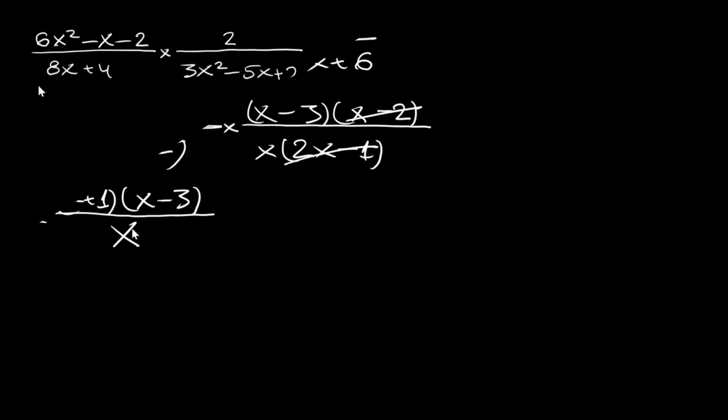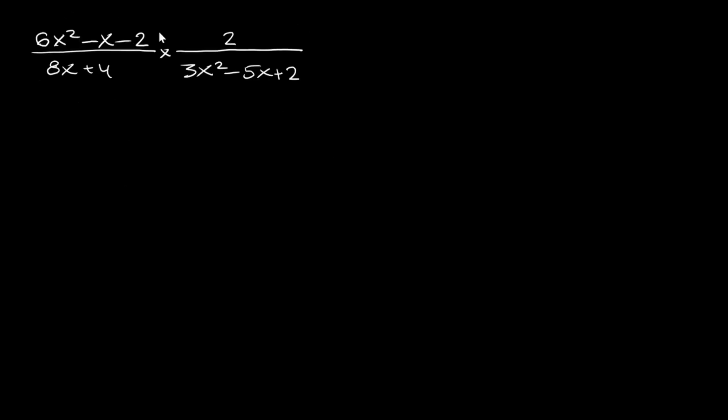Let's keep going. We have 6x squared minus x minus 2 over 8x plus 4 times 2 over 3x squared minus 5x plus 2. Let's simplify.